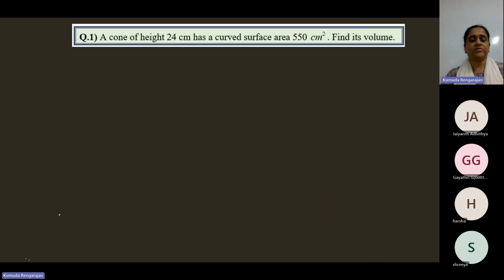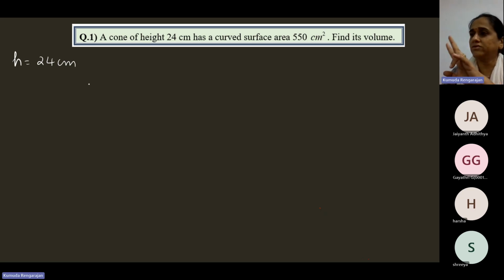Okay, let's take this question. A cone of height 24 centimeters has a curved surface area of 550 centimeters square. Find its volume. So what's the height of the cone? 24 centimeters. If it's just height, it's always perpendicular height, h. Because in a cone we have two heights: one perpendicular height, the other slant height. If it's just given height, it's always perpendicular height.